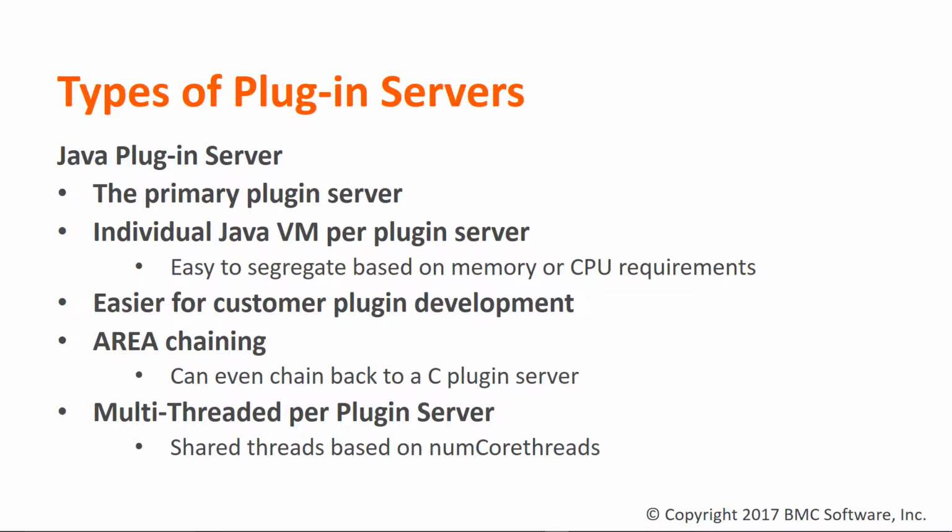Java plugins and Java plugin servers are multi-threaded per plugin server. So you set up the num core threads to tell the Java plugin server how many total threads it has, and then those threads are shared across all the different plugins that are running inside that plugin server.